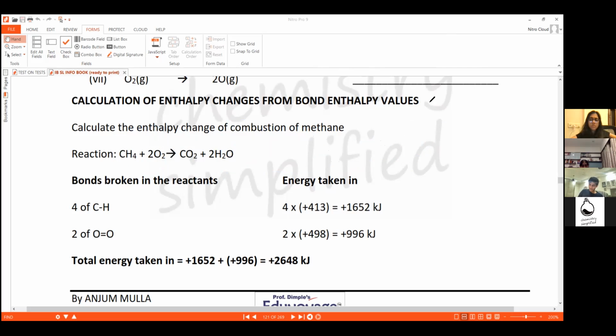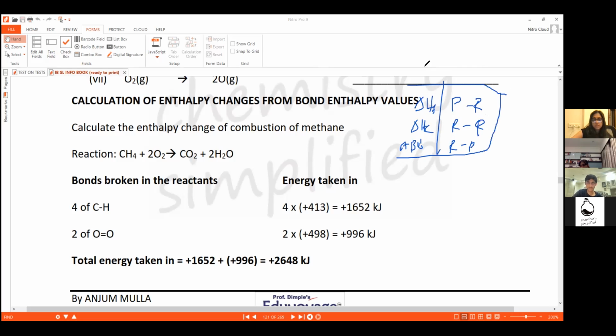Okay. So we learned 3 things. If you're using enthalpy change of formation values, you will do products minus reactants. If you have enthalpy change of combustion values, then reactants minus products. And for bond enthalpies, the average bond enthalpy values, reactants minus products. Okay. So SL students, these are the 3 things that you need to remember. HL students, more such reactants minus products and products minus reactants are coming in the HL portion. So SL is sorted here.